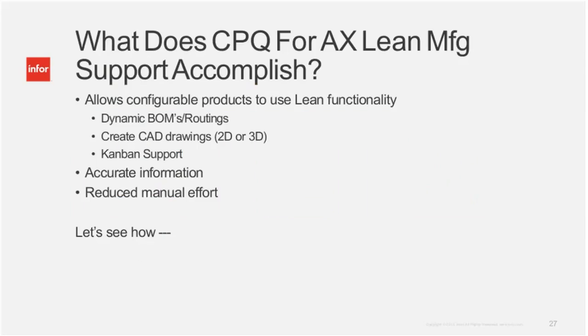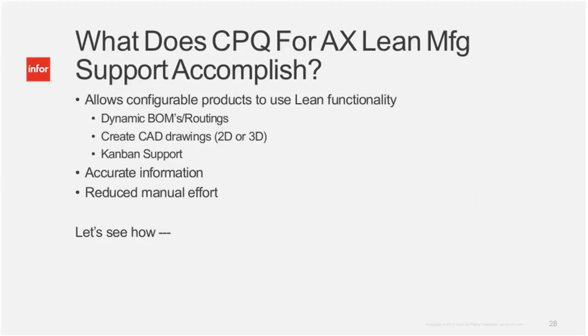What does CPQ for AX Lean Manufacturing Support accomplish? It allows the configurable products to use lean functionality. We mentioned earlier dynamic bill of materials and routings. We also talked about the ability to create CAD drawings, 2D or 3D, more or less on the fly, directly from the user input. We'll also review Kanban support.